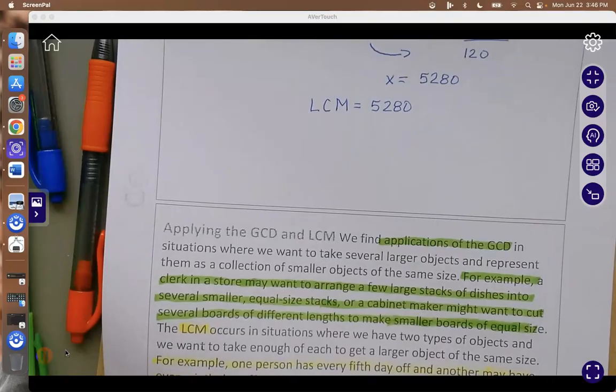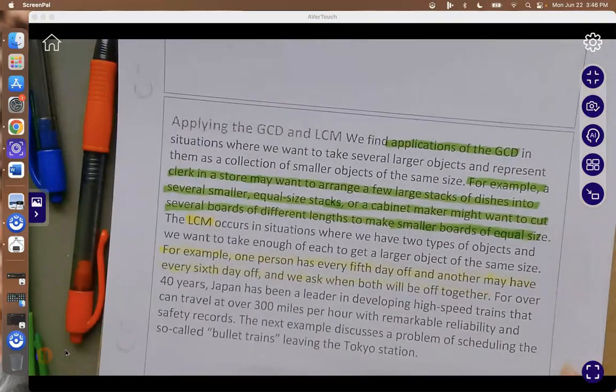Okay, sorry, that highlighter is not very good. I'll let it dry out.